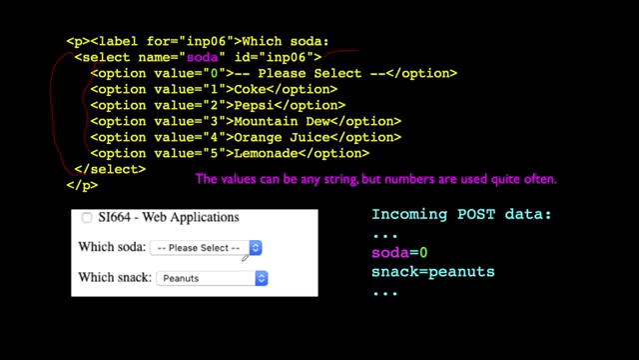And so you pick one. In this case, I leave it default, and I hit the submit. So soda is going to be equal to 0. So this happened to be the one that's selected when we hit submit. Okay, so that's what a select looks like.